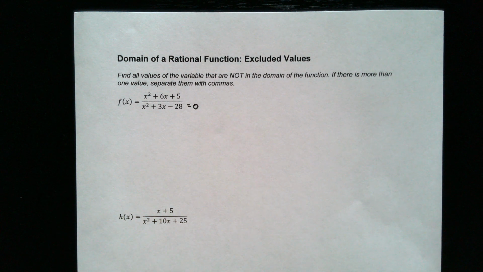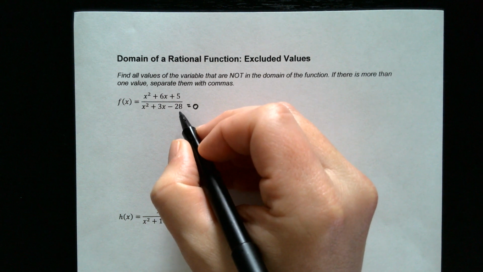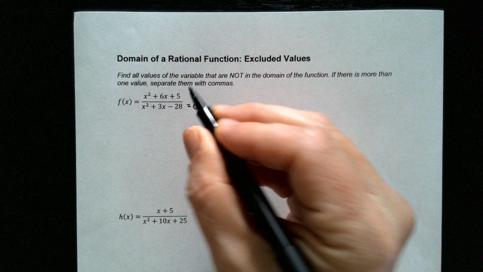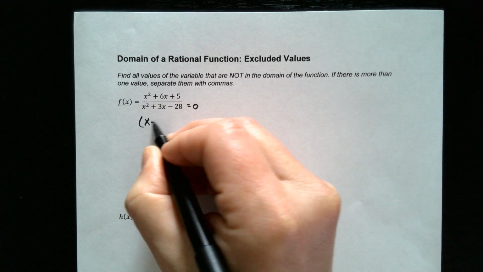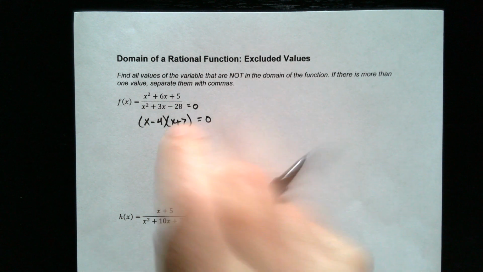get the excluded values. Okay, so we need a number that multiplies to get negative 28, but adds to get 3. Okay, so that should be 7 and negative 4. So x minus 4 and x plus 7. You can check that if you want.